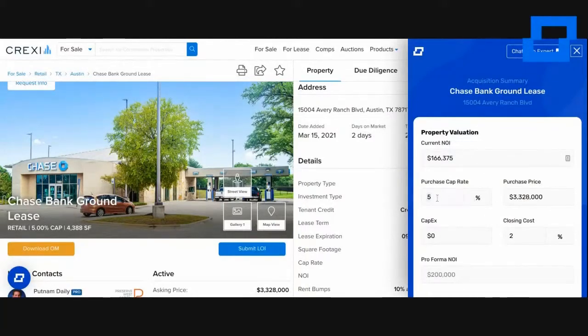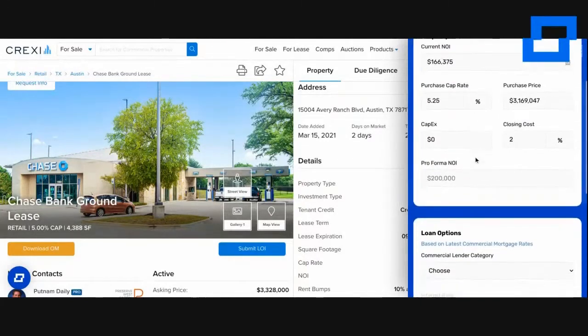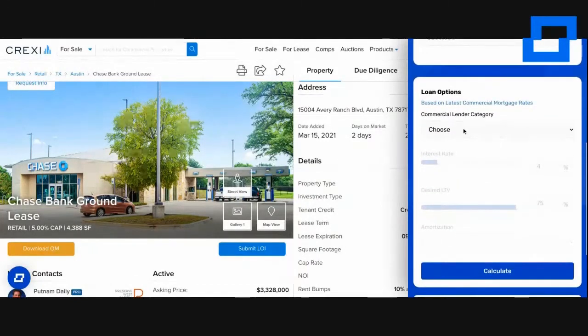Now I can change those assumptions. I can say, well, what if I bought this property at a 5.25 cap instead of a 5 cap? And it'll change that purchase price for me based on the NOI. The next thing is I can choose commercial financing options that may be relevant for this deal.